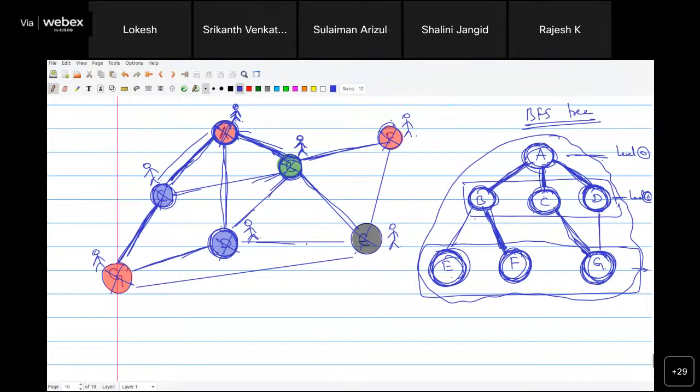G is already explored, right? So no need to again explore G. So yeah, you will explore only once. You won't explore twice or thrice. So while you have visited C, then you have explored already G. Okay, you no need to explore it again.